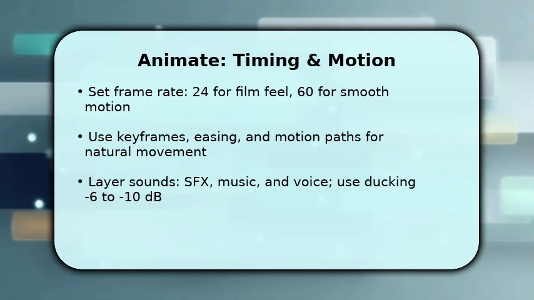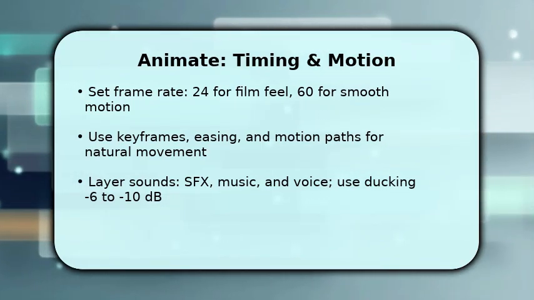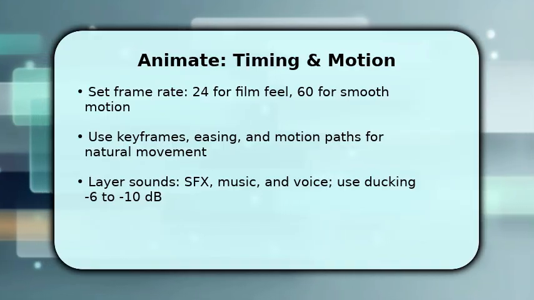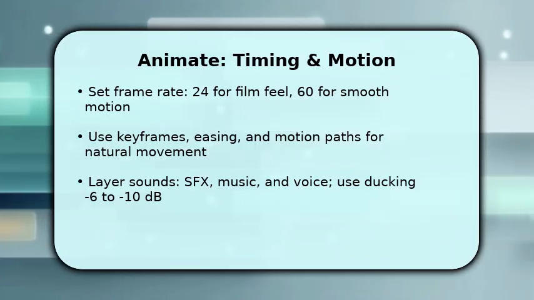You now build the motion and rhythm. Start by blocking major poses with keyframes, then add easing to avoid robotic movement. That's why easing makes motion feel intentional. Once poses are solid, refine with secondary motion and motion paths for arcs and overlap.